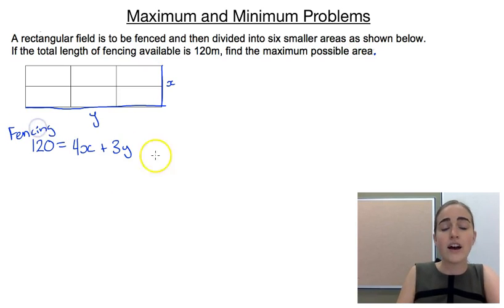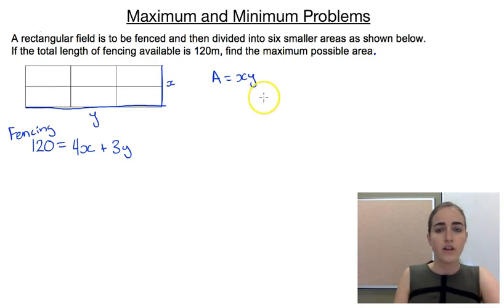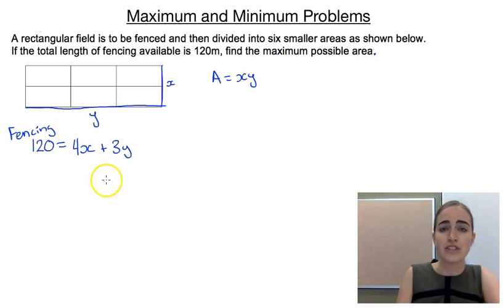But the question actually asks about the area. Now the area of that whole big field would just be x times y. So we have 2 equations now, but we've got x's and y's in both of them, and it's getting a bit messy, and it's not going to help us. So what we're going to do is rearrange this first equation to get y as the subject, and then we're going to substitute it into our second one.